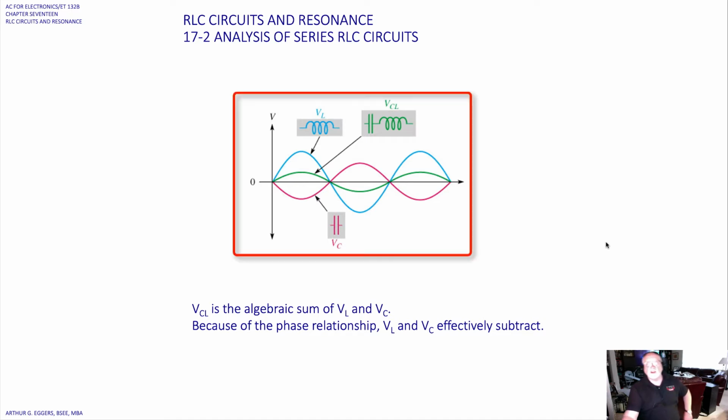Looking at the sinusoidal waveform for each, the blue being the inductor voltage drop, the green being the total of the two, and the red being the capacitive, we can see first off the phase relationship between the inductor and the capacitor. And we can see that because the green is more positive here, the combination of the two, the difference between them actually brings down the inductive component closer to the capacitive component.